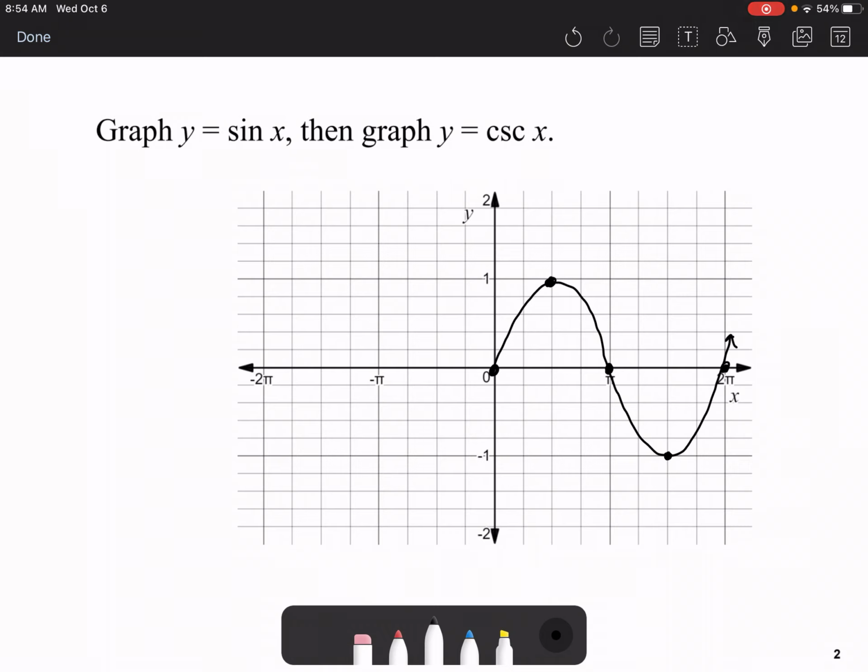What we do is we copy this same shape when we extend our graph. And as you can see, this function has a period of 2 pi.